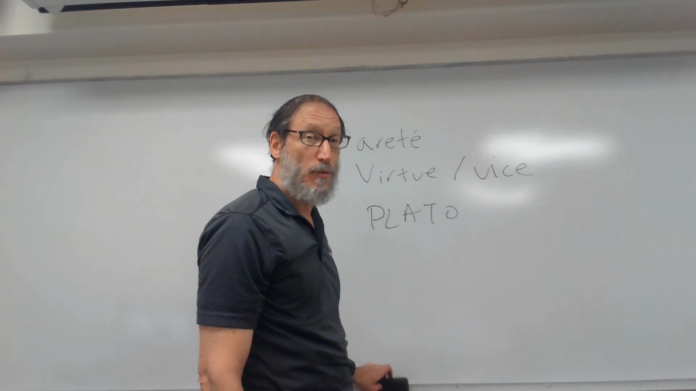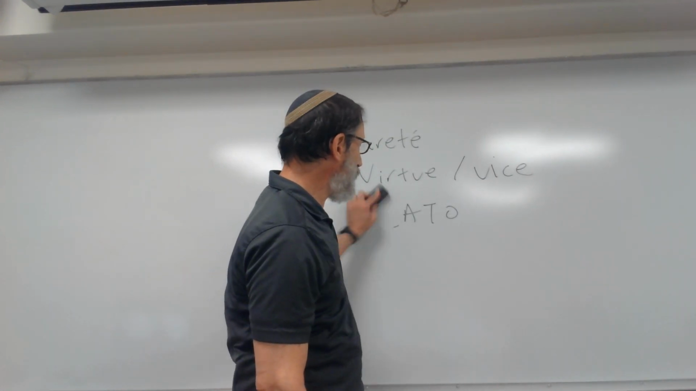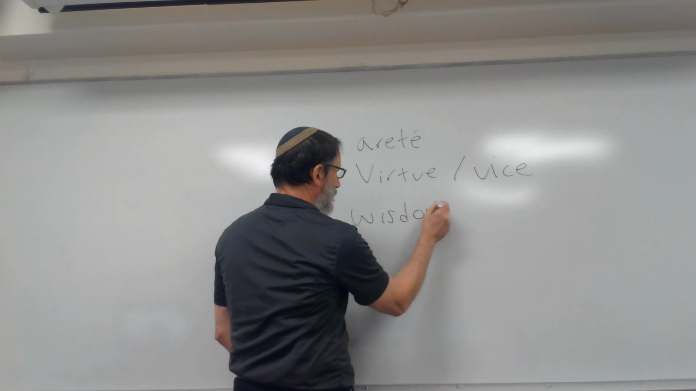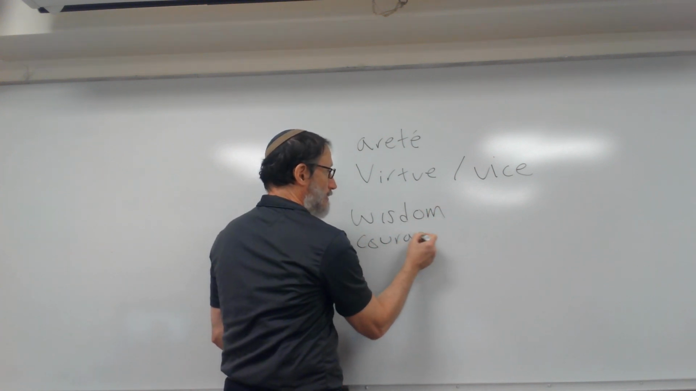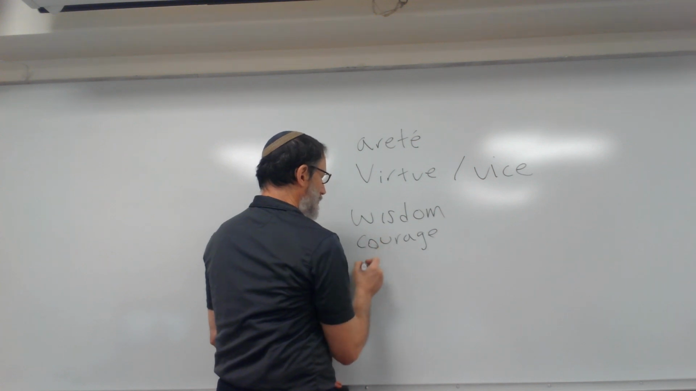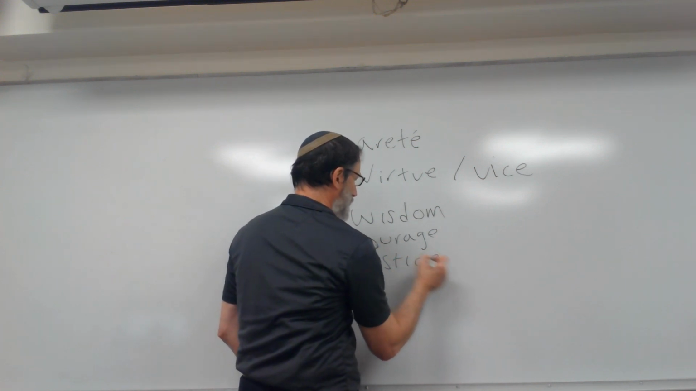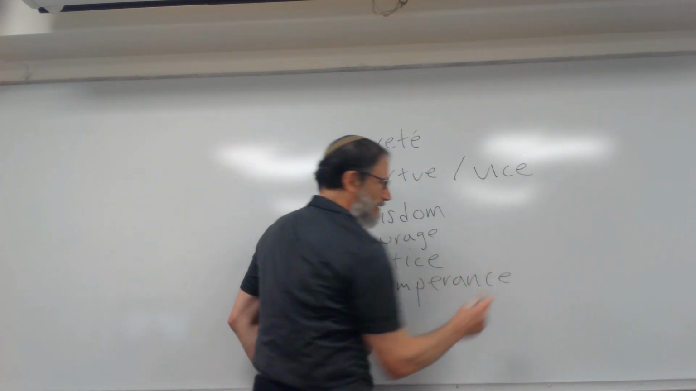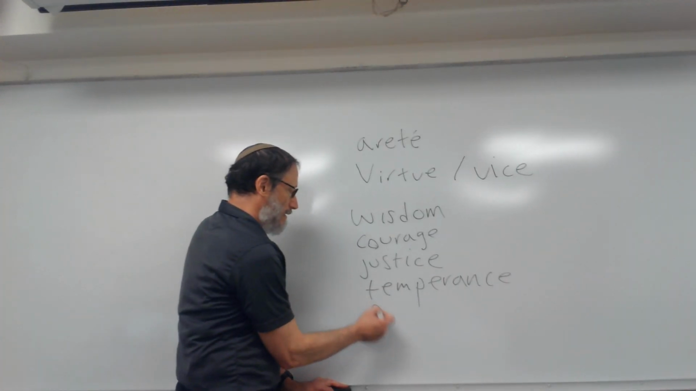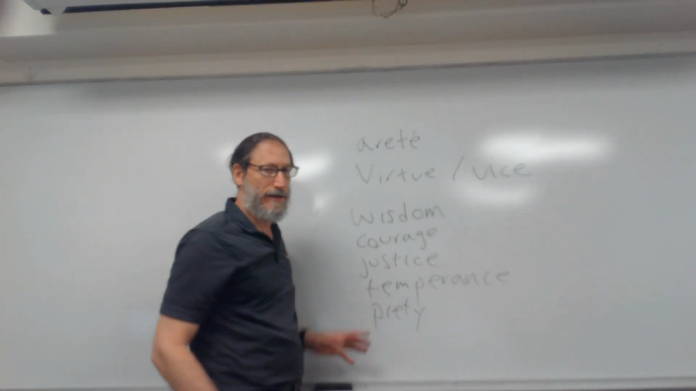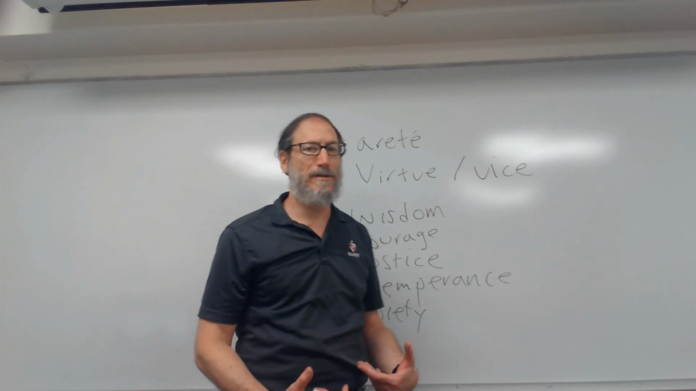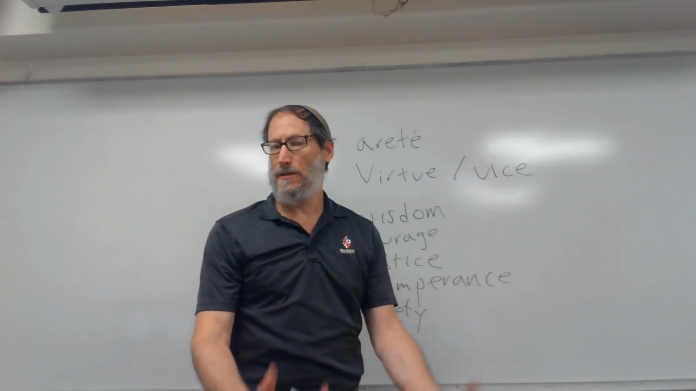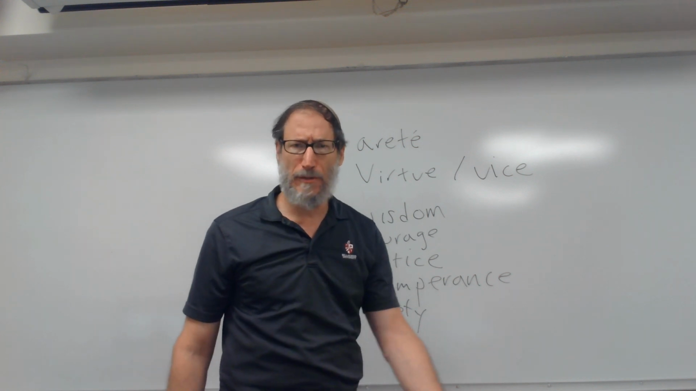So, I think I'll just write those down on the board in case that went by too quick for you. So we have wisdom, courage, justice, temperance, and piety. Piety is kind of like a religious virtue. A pious person would be someone who has a good relationship with the gods, worships the gods, celebrates the religious festivals, has proper respect for the gods.